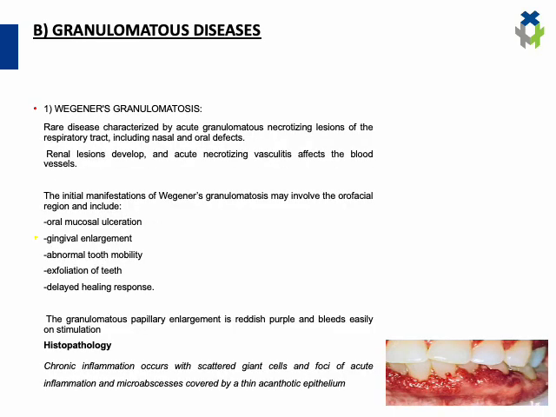Second one is granulomatous disease. The first example is Wegener's granulomatosis, a rare disease characterized by acute granulomatous necrotizing lesions of the respiratory tract, including nasal and oral defects. The initial manifestation of Wegener's granulomatosis may involve the orofacial region and include oral mucosal ulceration, gingival enlargement, abnormal tooth mobility, exfoliation of the tooth, and delayed wound healing.